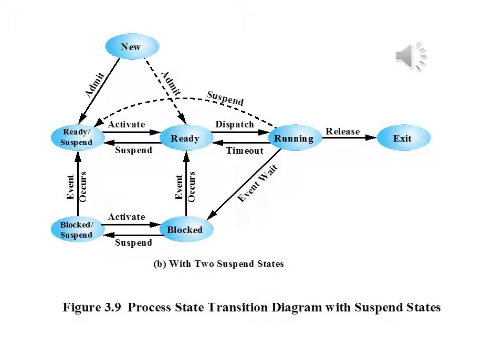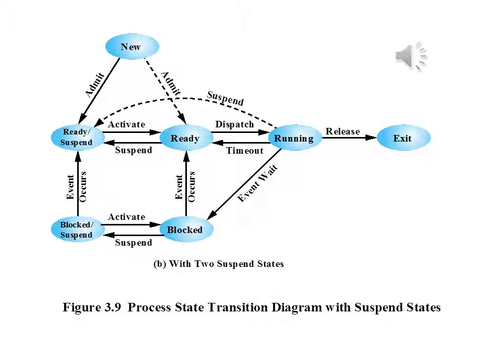Blocked suspend to ready suspend. A process in the blocked suspend state is moved to ready suspend state when the event for which it has been waiting occurs. Note that this requires that the state information concerning suspended processes must be accessible to the operating system.